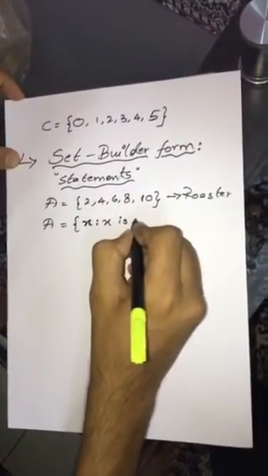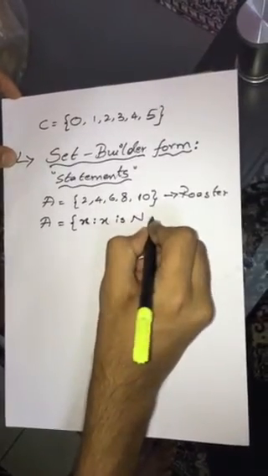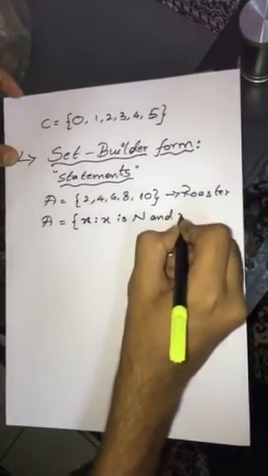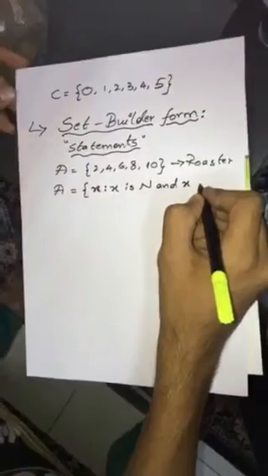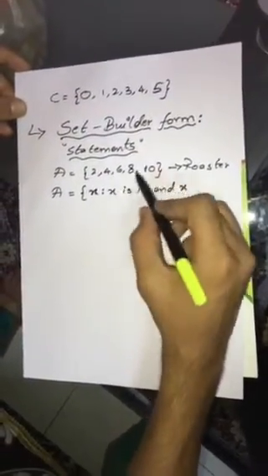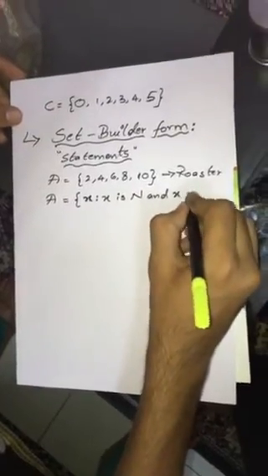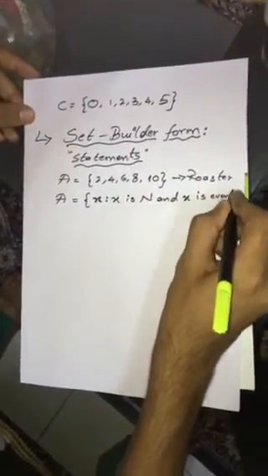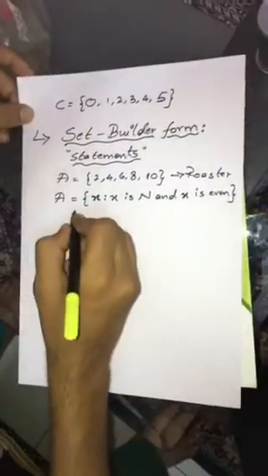So A is the set of x such that x is a natural number, that is 2, 4, 6, 8, 10 are natural numbers, and x is even. This is one form of the set builder form.